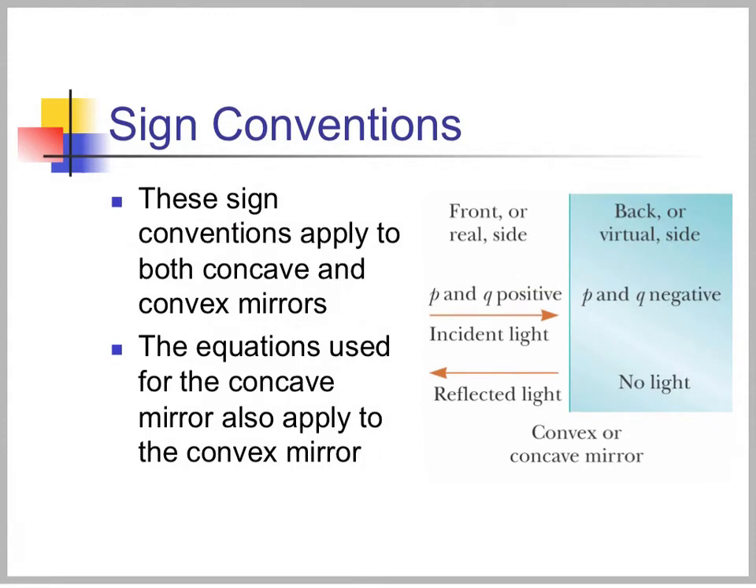So we need some sign conventions to denote whether P or Q are positive. And these are going to apply to both concave and convex mirrors. The equations used for the concave mirror also apply to the convex mirror. So, if we're on the front or the real side, P and Q are positive for the incident and reflected light. If we're on the back side or the virtual side, P and Q are negative. And there's no light actually on the back side.